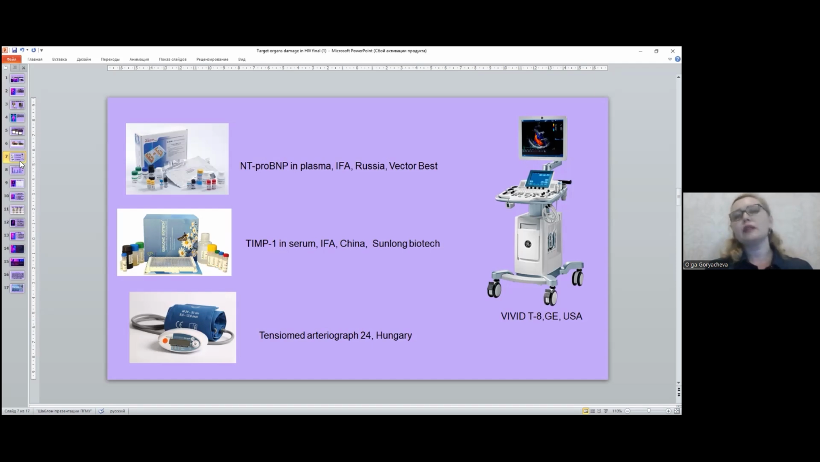Also used was Hungarian equipment, the tensiometer Angiograph 24. It is a special device which makes it possible to measure not only BP level, but also indexes of arterial stiffness of the aorta and brachial arteries. That is why it is very interesting for research. And I also show a photo of the ultrasound equipment which I used for echocardiography for all my patients. This is Vivid TH, General Electric, USA. It is equipment of the hospital where I did this investigation.